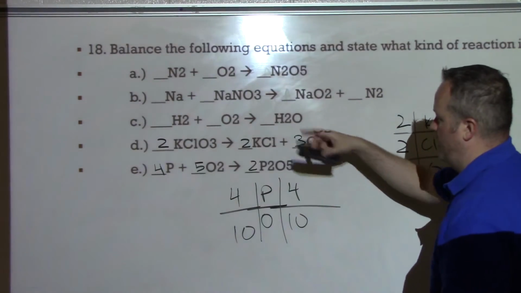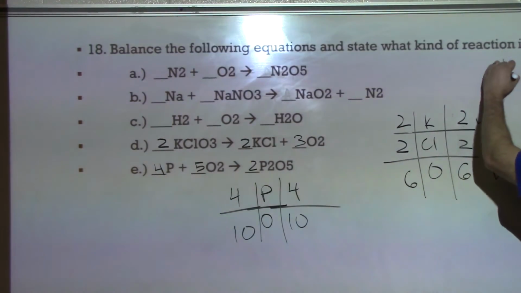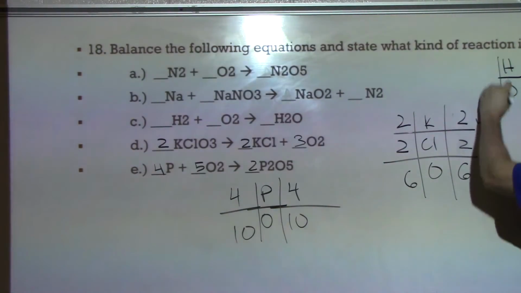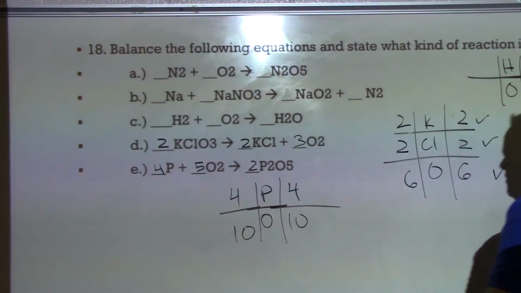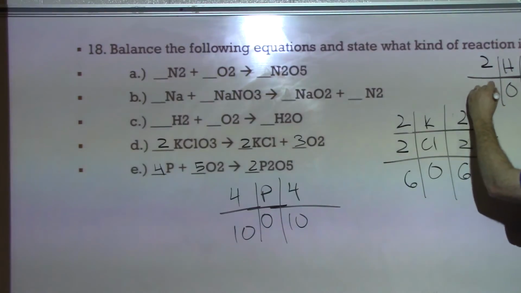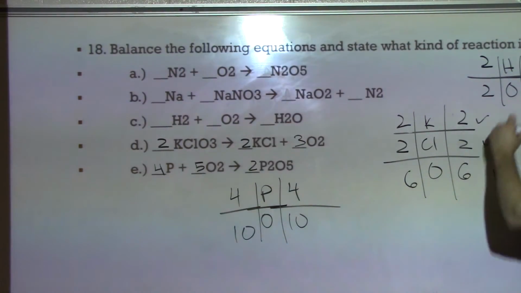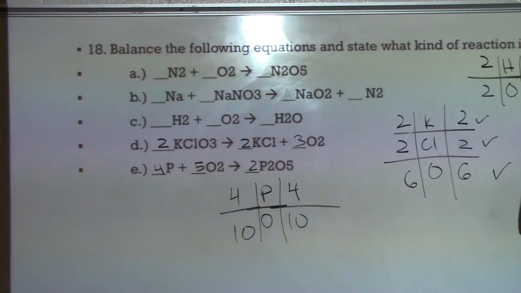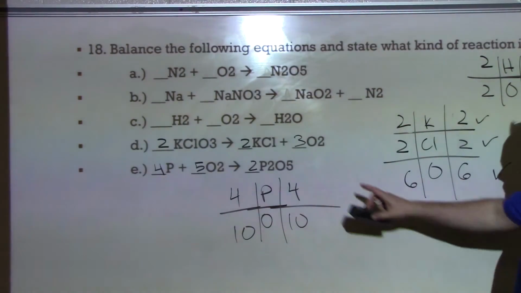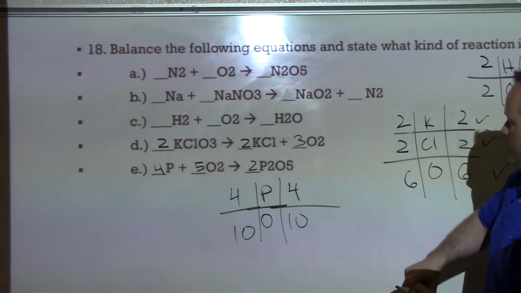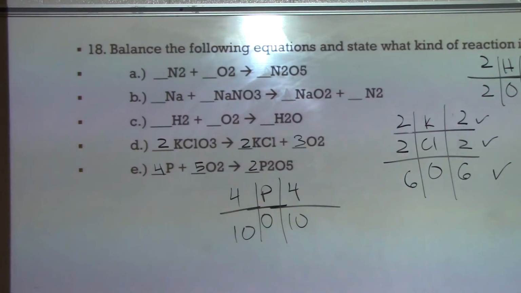Next, I have hydrogen gas plus oxygen gas giving me H2O. So I'm going to go ahead and write my little chart over here. I have 2 of each on the reactant side. On the product side, I need to have 1 more oxygen. As you can see, I only have 1, so I need to have 2.